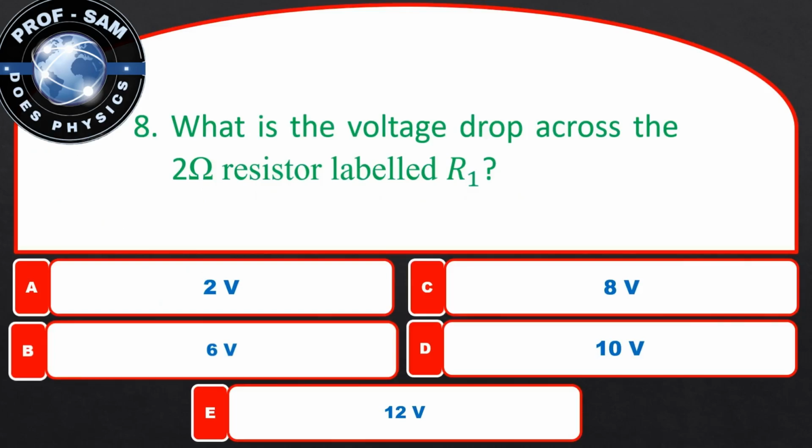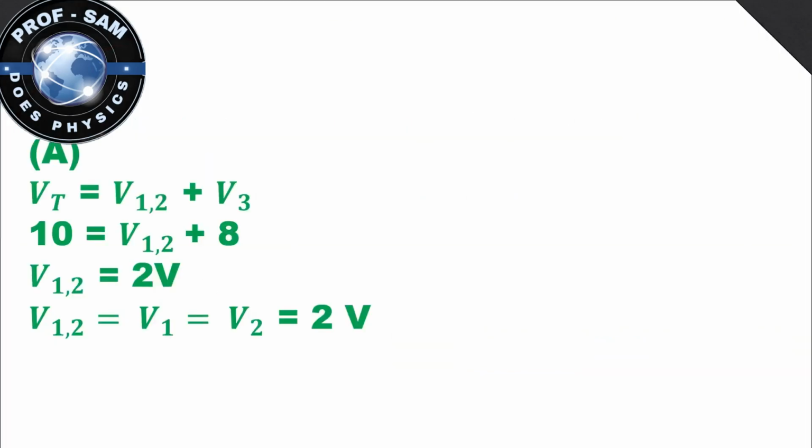For question 8, what is the voltage drop across the 2 ohms resistor labeled R1? The keyword there is voltage drop and R1. Voltage adds up in a series arrangement, so the total voltage will be V1 plus V2. Voltage is the same in a parallel arrangement, such that the voltage across the parallel arrangement equals the voltage across each of the circuit elements. Now, the battery has a voltage of 10 volts, and the 4 ohms resistor is in series with the battery, and with resistors 1 and 2 combined.